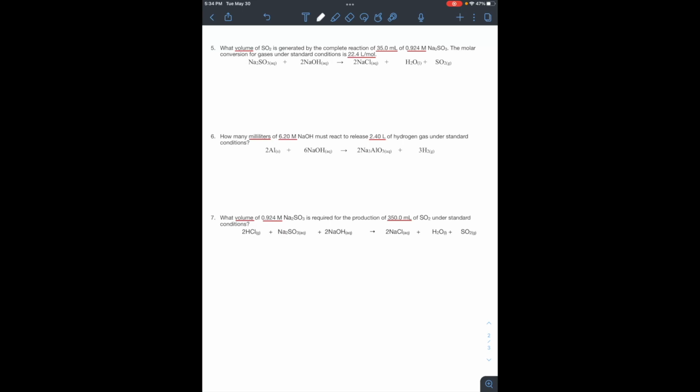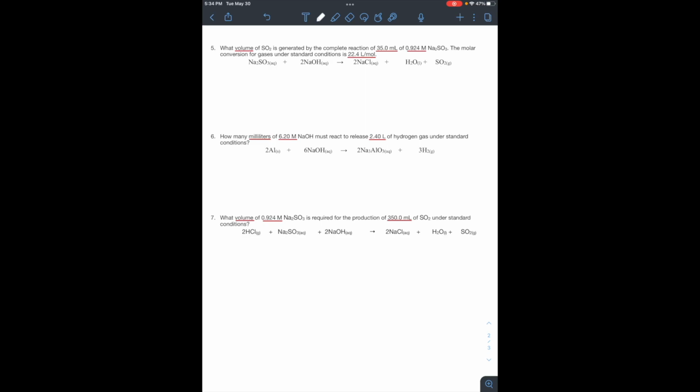Question number 5 introduces the concept of molar volume. As you can see towards the end of the problem, it states that the molar conversion for gases under standard conditions is 22.4 liters per mole. Essentially, 1 mole of any gas will occupy a volume of 22.4 liters under certain conditions. For the last 3 problems, we are going to assume that things are happening under standard conditions.